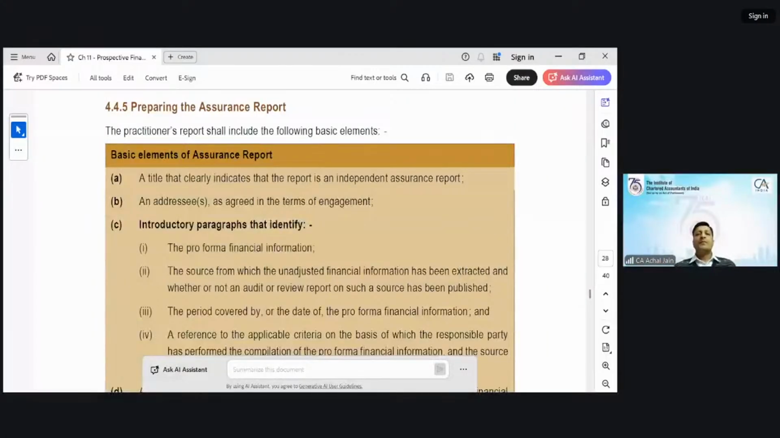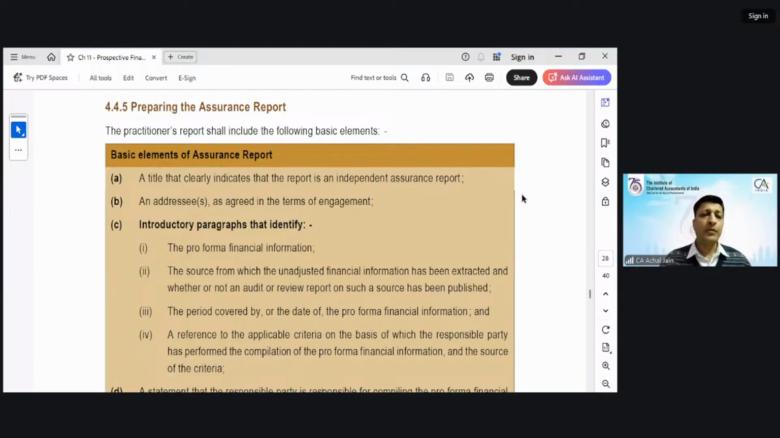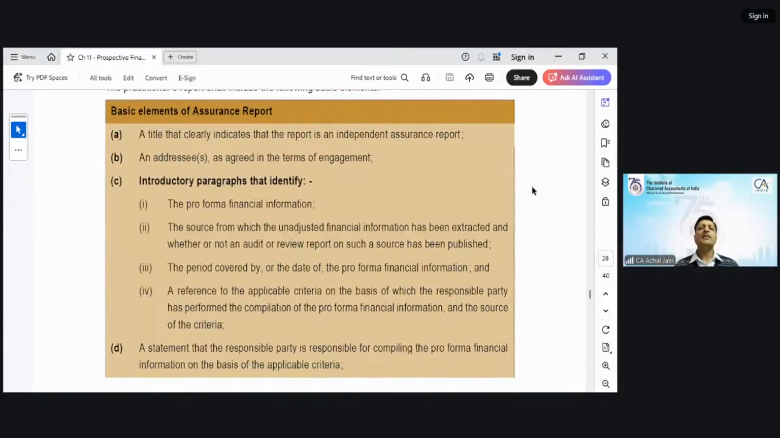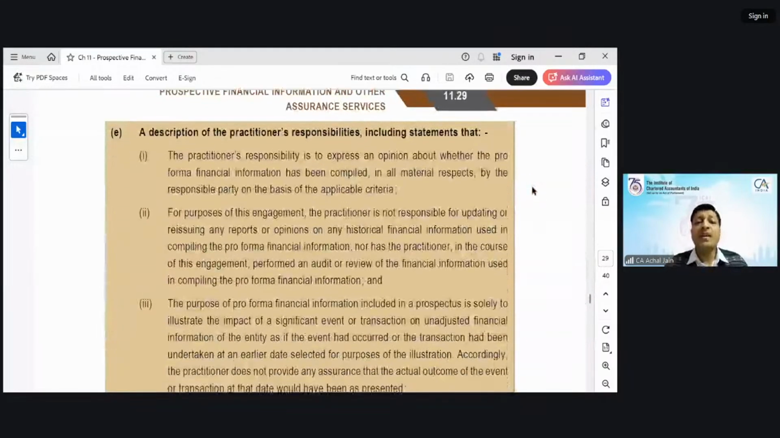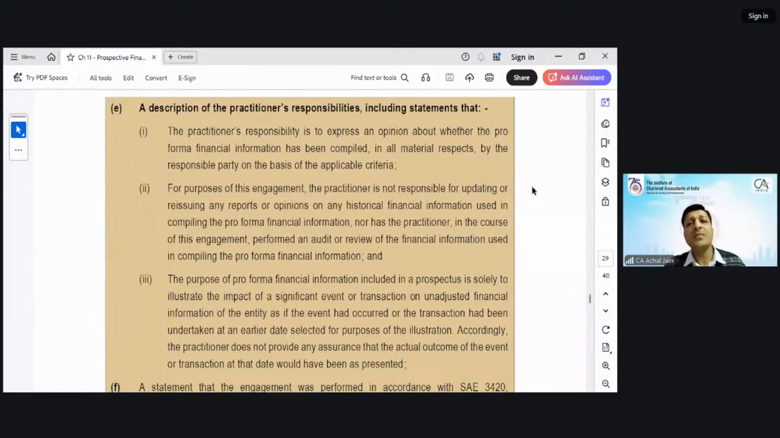Great. All right. So now let's talk about the content. What is it that you'll have in the report? Title, addressee, introductory paragraph, wherein you'll talk about the pro forma, the basis that you will have. Important part is to explain the transaction over here. In the pro forma, that explanation will be available, but over here you'll just be talking about that pro forma. Then of course the management responsibility. Then comes the responsibility of the auditor, which is the practitioner here.